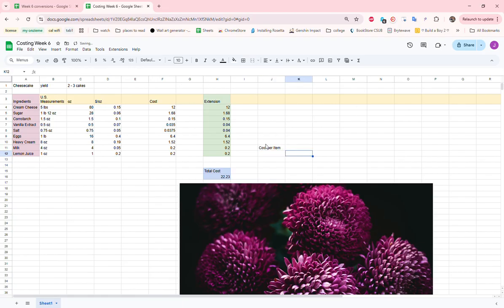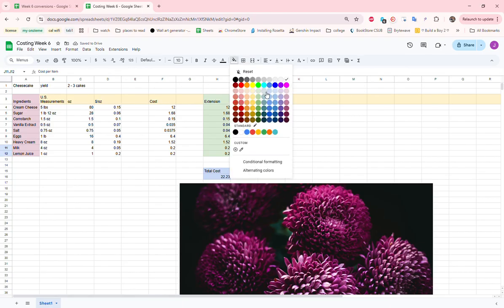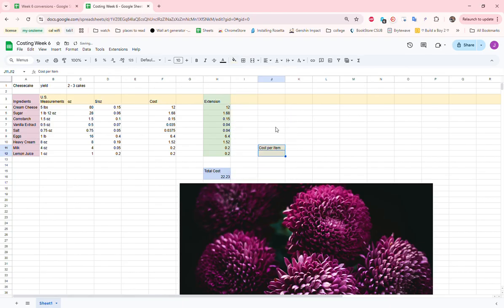Now that we have our total cost, I forgot to do this step, we're going to do cost per item. And cost per item is going to be very simple. Cost per item is just taking the total cost, which is 22.23, and then dividing it by the yield, which is 2 to 3 cakes. So for the first one, I'm going to divide it by 2 to give you the first cost per item.